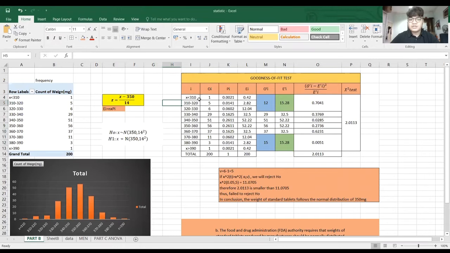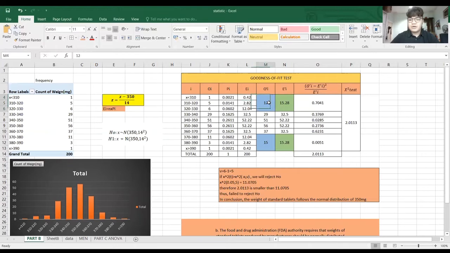And the next part is this table. We're going to use the goodness of fit test, where OI is the frequency from the count. PI is the probability, and we use this formula, Z equals X minus 350 divided by 14. EI is the value of N times PI. N in this question will be 200. So for example, in this row, we multiply 200 by 0.0021 and we get 0.42.